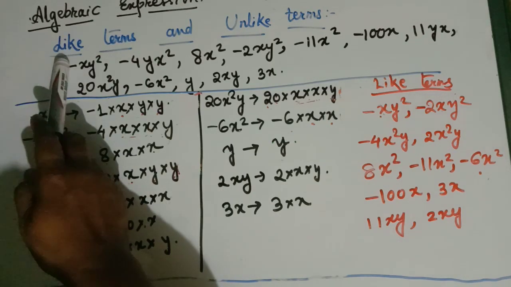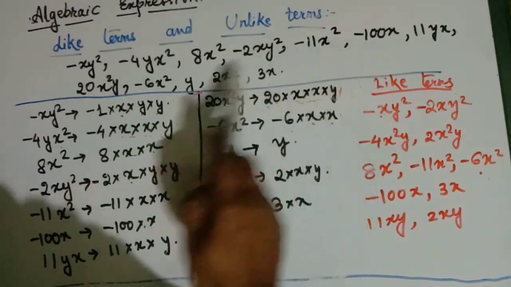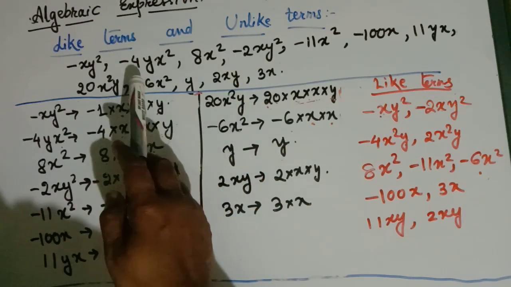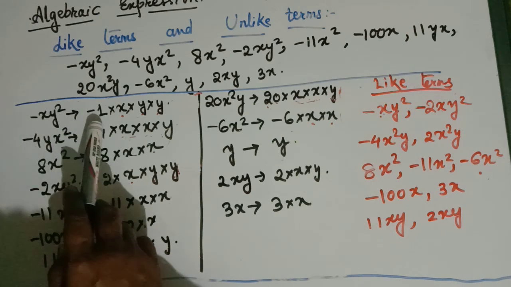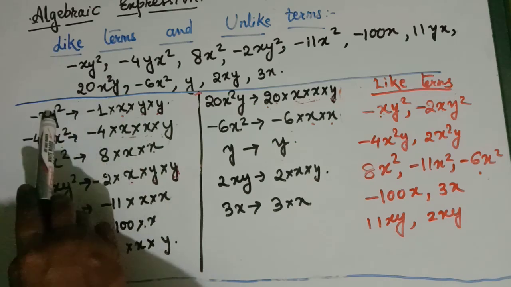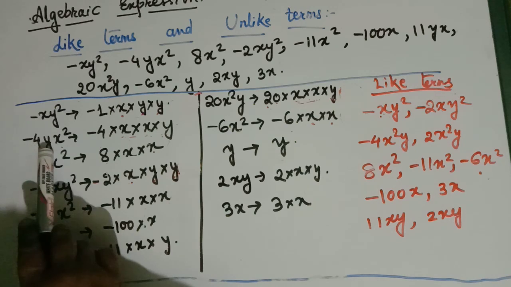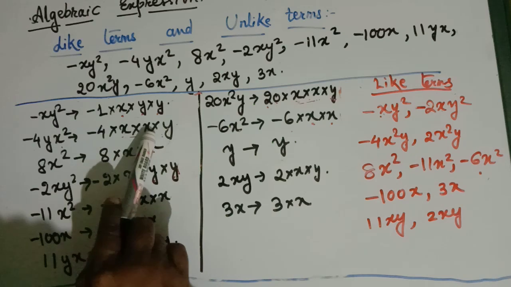Now I am going to discuss like terms and unlike terms. I have written some terms here. Now we have to separate which ones are like terms. In the first, it is minus xy square. So I have written the factors as minus 1 into x into y, as it is given xy square, so y 2 times. Here in this question y is 1 time, x is 2 times, so minus 4 into x into y. Here I have written in alphabetical order.